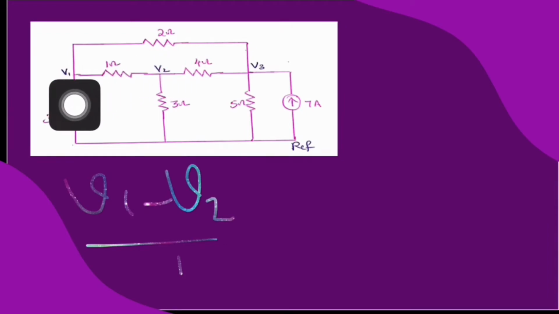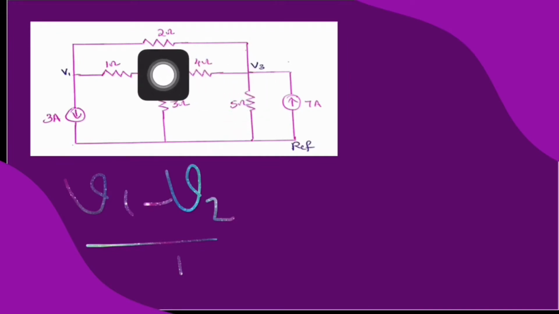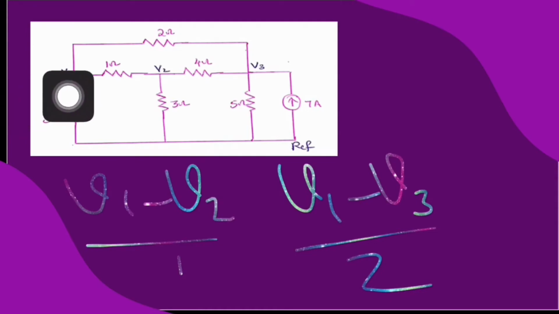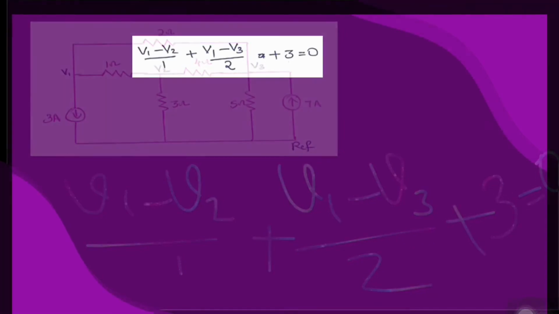On the other hand, one end of this 2 ohm is at potential V1 and the other end is at potential V3. Hence, the outgoing current through this 2 ohm at node V1 can be written as (V1 minus V3) by 2. By KCL, the sum of currents entering node V1 is equal to the sum of currents leaving node V1. Here we have 3 outgoing currents at node V1. Hence we can write (V1 minus V2) by 1 plus (V1 minus V3) by 2 plus 3 is equal to 0. It is written here.